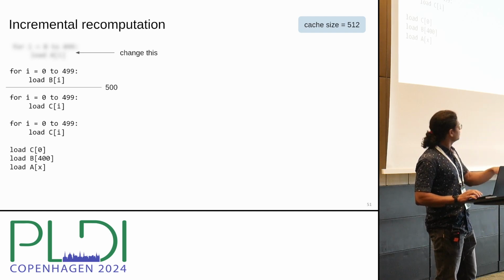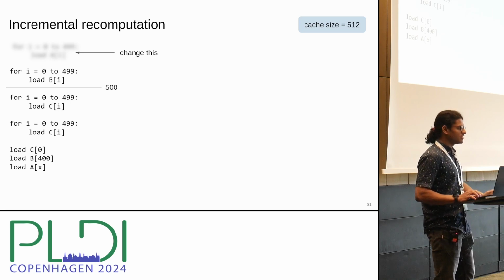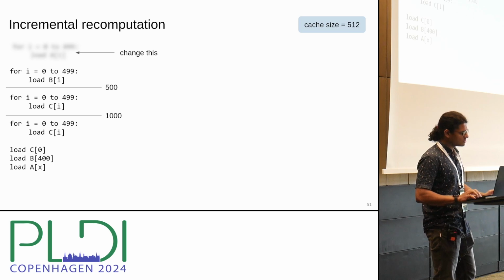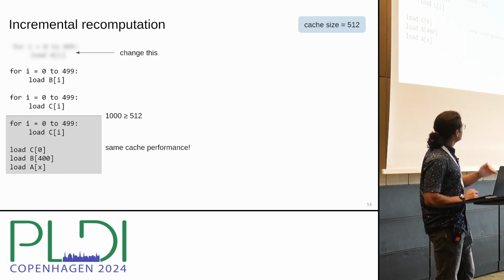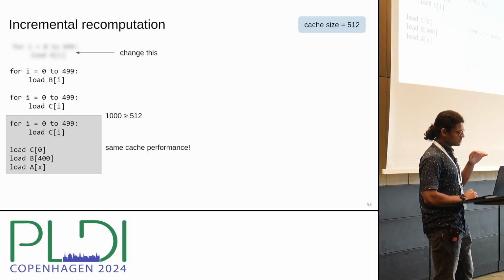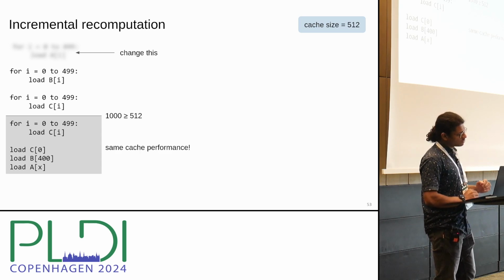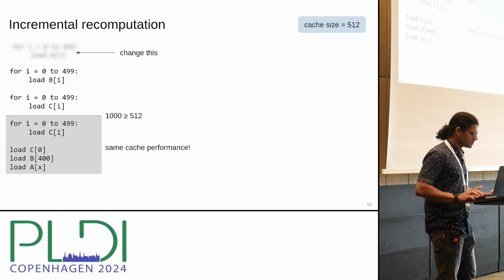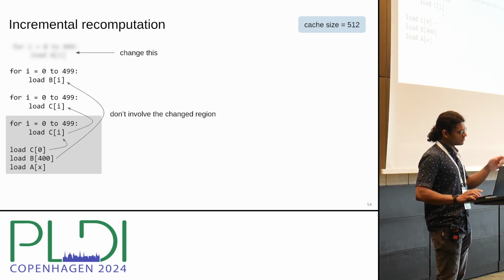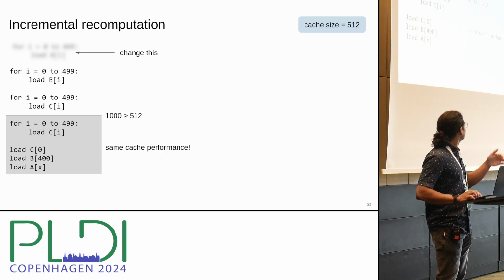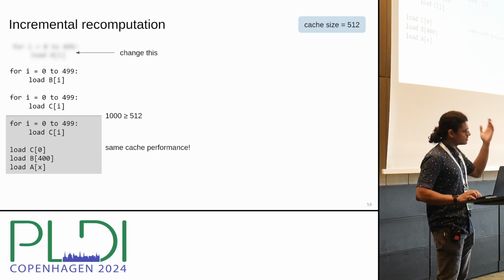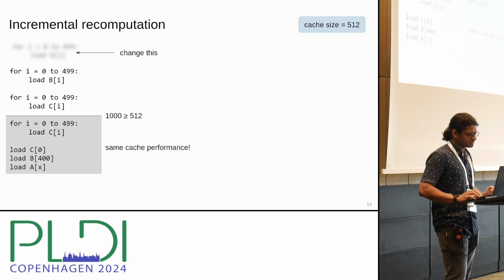After this, for the B loop, there are 500 unique accesses. After the C loop, there are 1,000. And we know that this 1,000 is greater than or equal to 512. That means that everything after this line in the program is always going to have the same cache performance as before, no matter what modifications you make to that first loop. So if you change that loop, you only need to recompute results for the next two loops after it. The whole rest of the program can just inherit the results that you computed earlier.